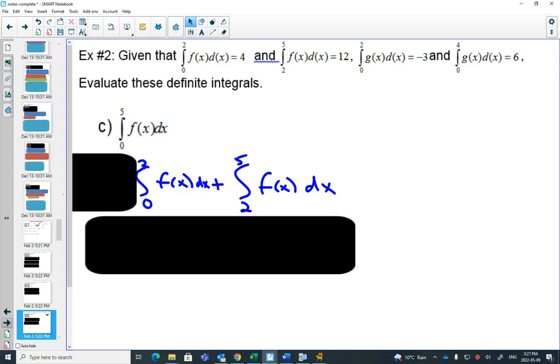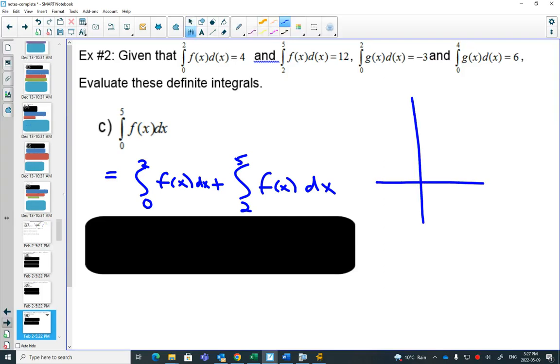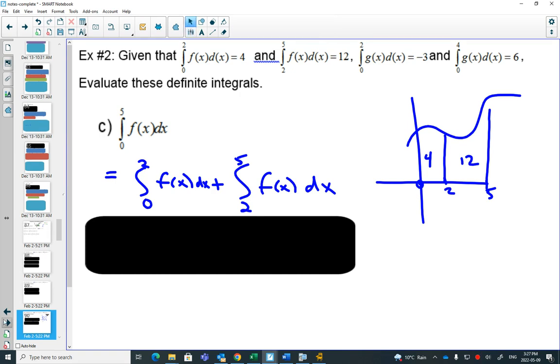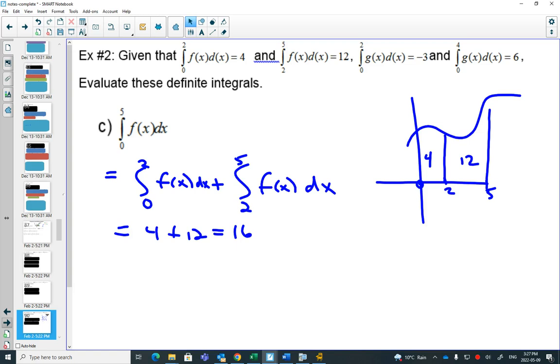0 to 5 is the same as going 0 to 2 and then 2 to 5. Look at the rules. But here, look, here's some curve. Okay? Here's 0, here's 2, here's 5. We know the area from 0 to 2 is 4. We know the area from 2 to 5 is 12. What is the area from 0 to 5? You just add that together, right? 4 plus 12 is 16.